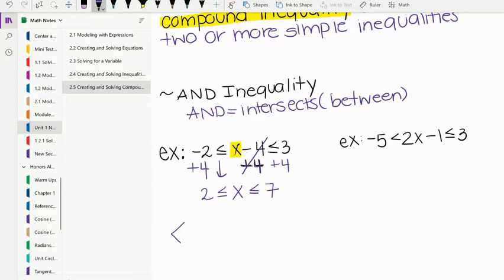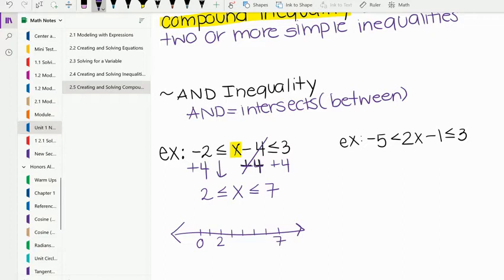Then I would draw a number line, and I'm going to have, we'll say 0, 2, 3, 4, 5, 6, 7. So what this answer actually means is that x is between 2 and 7, which means any number between 2 and 7, including 2 and 7, makes this inequality true.